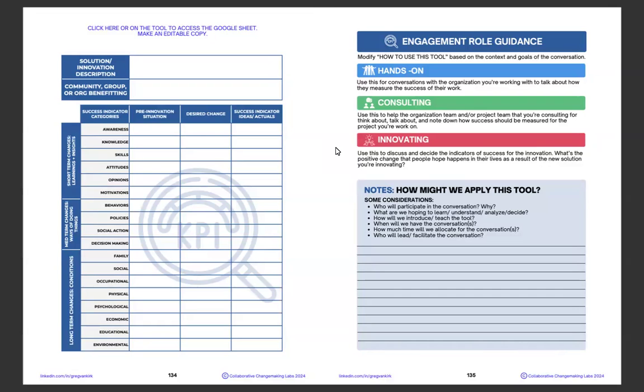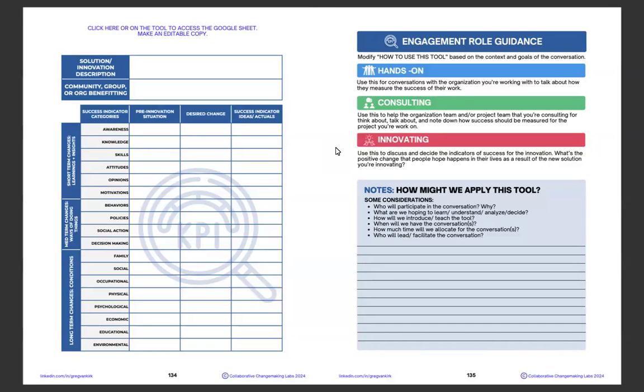And then to the right are success indicator ideas, or actual success indicators. So how will you know if someone moved from not being aware of water contamination to being aware of water contamination? What's a success indicator there? It's where you've got to be creative, right? You've got to figure out how you're going to know that that happened.